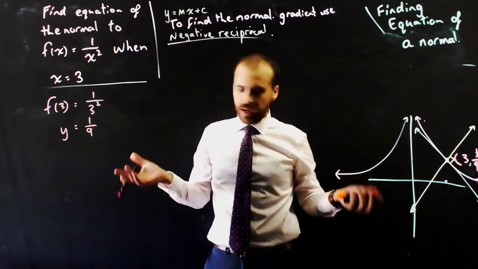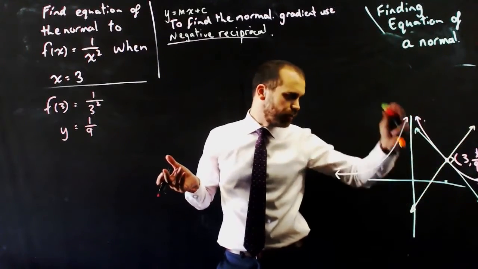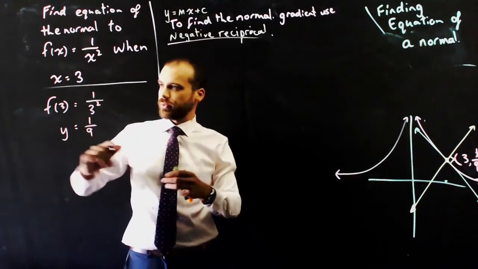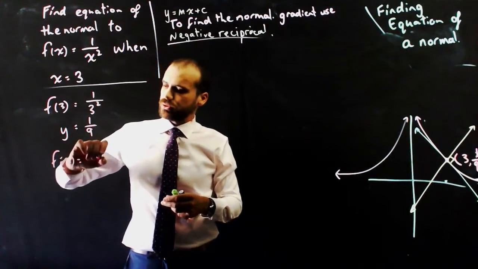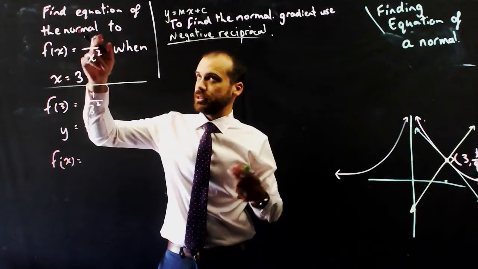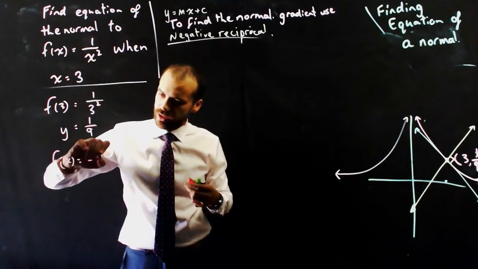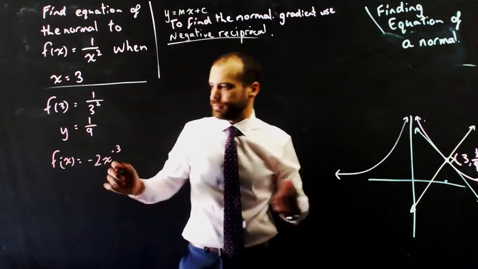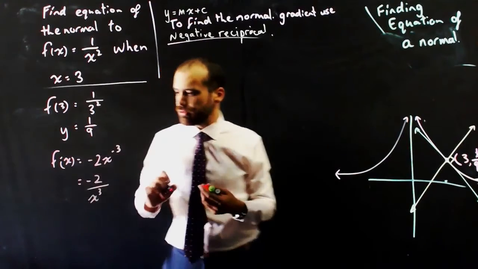Okay, now that I've got that, I just need to find the gradient of my normal. I need to find the gradient of my equation first, of my curve at that point. So f dash x is going to be equal to, now I'm going to do this all in my head. If I move that to the bottom, it's going to be x to the negative 2, negative 2, x to the negative 3. Alright, so negative 2, x to the negative 3, which is the same as negative 2 on x to the 3.